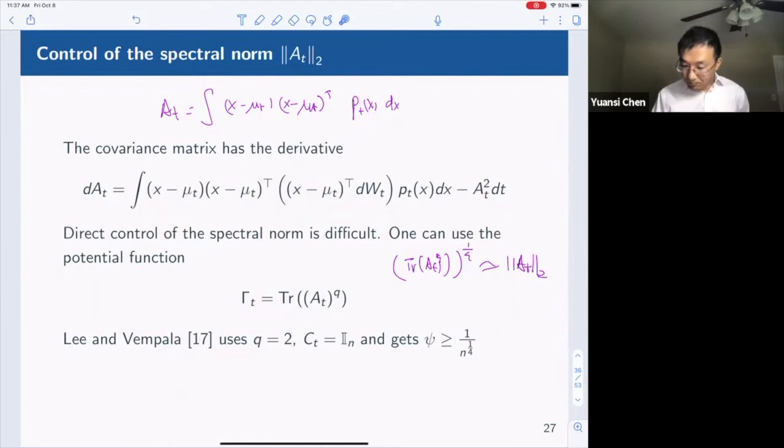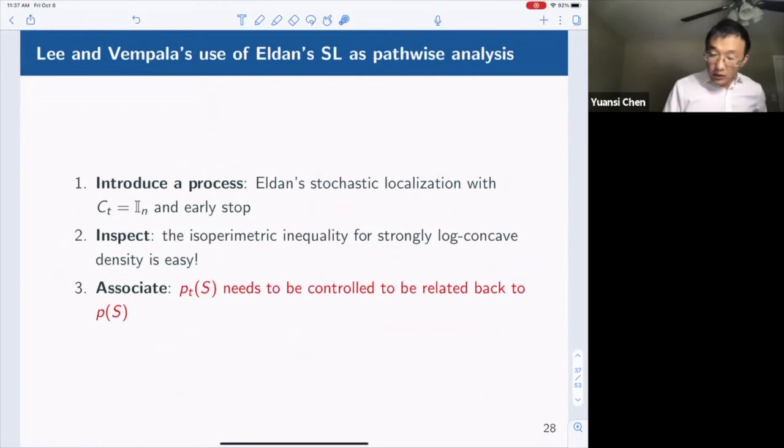So Lee and Vempala's use of stochastic localization is a special instance of this pairwise analysis where you apply stochastic localization with an identity matrix covariance. So the control matrix is identity, the Gaussian part increases linearly, and then you do some early stopping, and you observe that the isoperimetric coefficient for a strongly log-concave density is very easy to prove. And then you want to relate back: the isoperimetric inequality for the original density can use the isoperimetric inequality for the strongly log-concave density, but you need to control this A_t for this stochastic process.